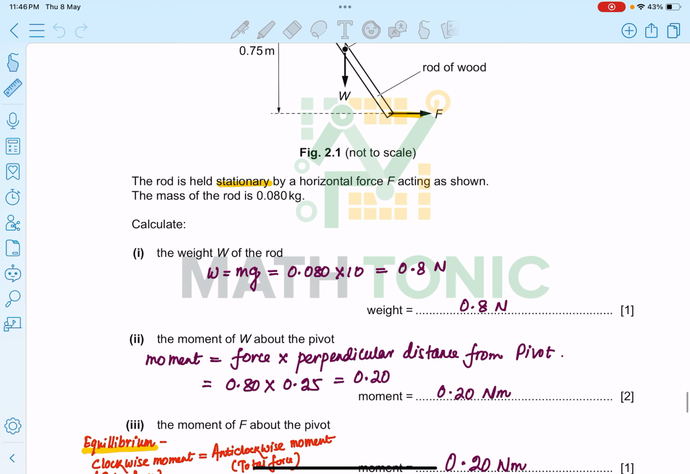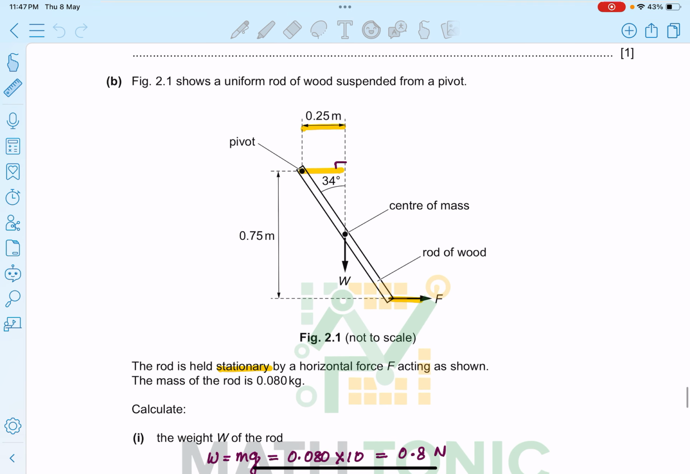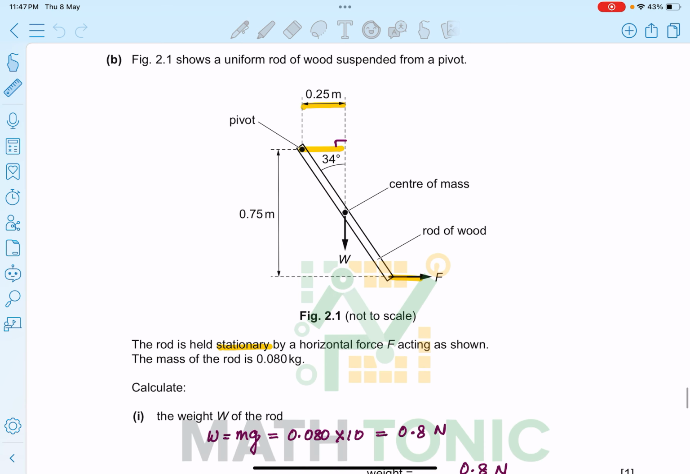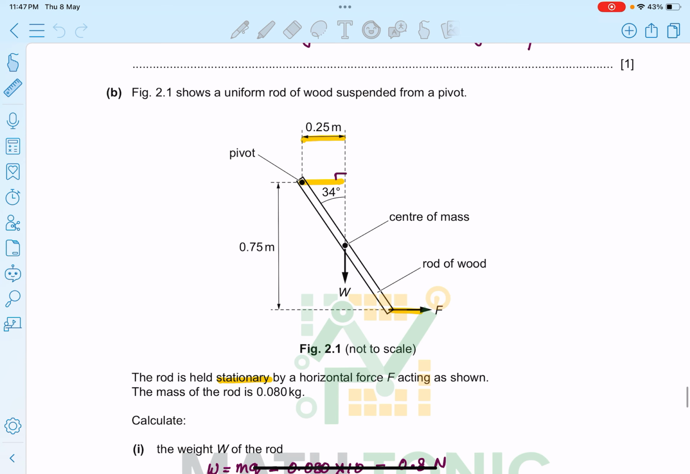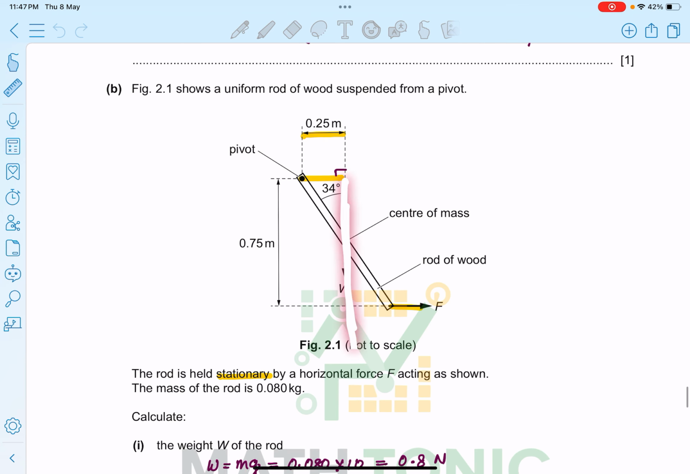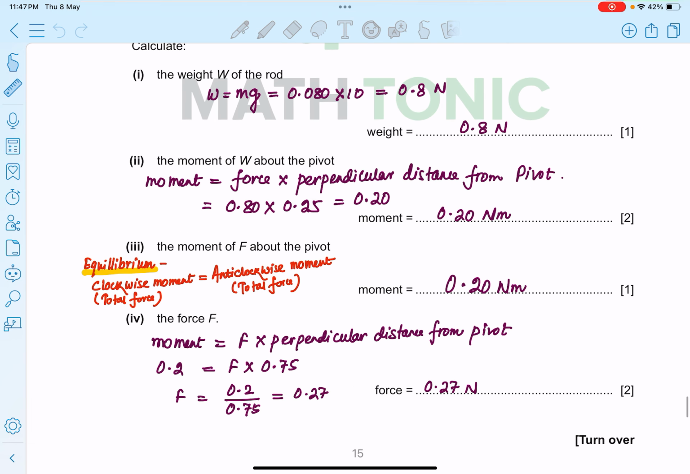Okay, the next question is to give the moment of W about the pivot. See, W is going downwards, right? If I try to draw this, I told you that moment equals force times perpendicular distance. If this is the force W, this will be the perpendicular distance, which is given as 0.25. Simply we can write 0.80 times 0.25. When you multiply it, we get 0.20 Newton meter.